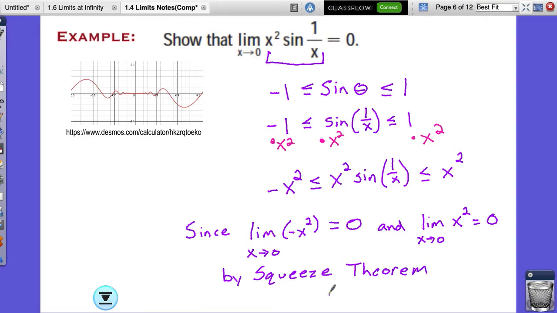I know that the limit of x squared times the sine of 1 over x is also equal to 0.